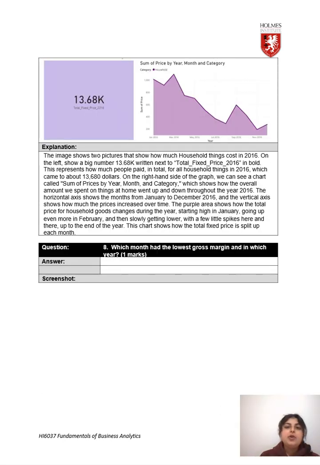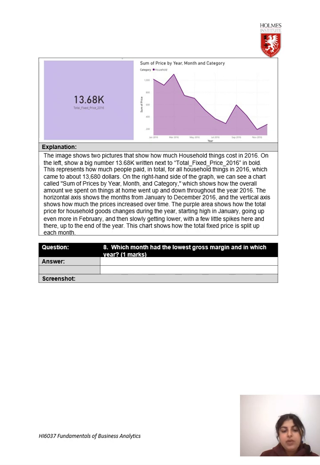Hi, this is Mehak Kaur, and now I'm going to explain the seventh question, which product category has the highest fixed amount in 2016. It was household, and we can see how much people spent on their household items in 2016. As you can see on the left hand side of the graph, it's written in bold letters: total fixed price 2016 was 13.68K, which was really high in that year.